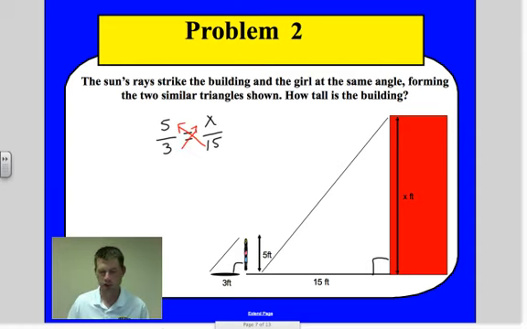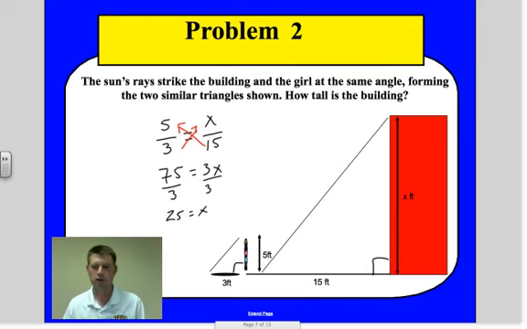Again, you can use a shortcut here by now, but I'm going to continue to show it with the steps. We take 5 times 15, which gives 75. 3 times x gives 3x. Then we divide by 3, just like in 2-1, and we get 25 equals x, which means the building is 25 feet tall. We need to make sure we use our units this time because we were given units.